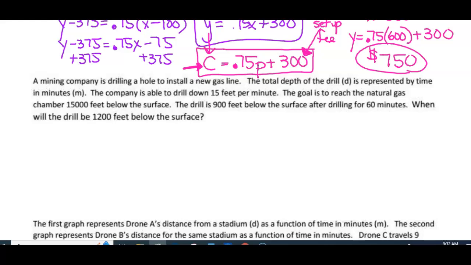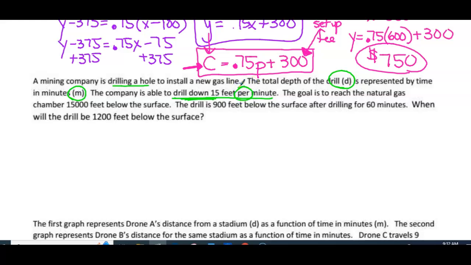A mining company is drilling a hole. Now think, when you drill a hole, you have to be going down in the ground. A mining company is drilling a hole to install a new gas line. The total depth of the drill, D, is represented by time in minutes, M. The company is able to drill down, they're going down, down, down, 15 feet per minute.